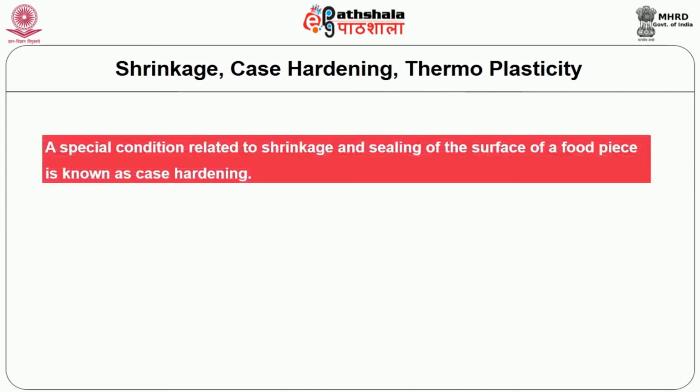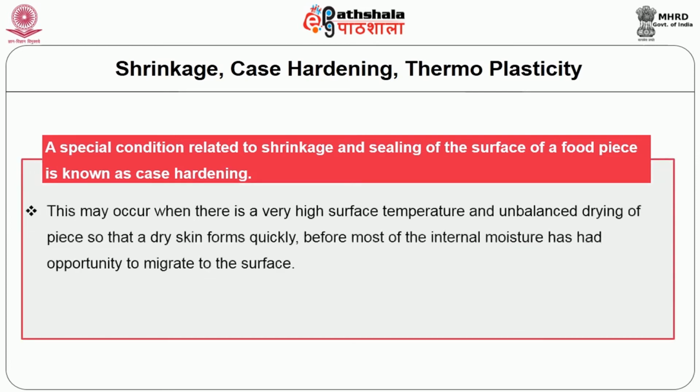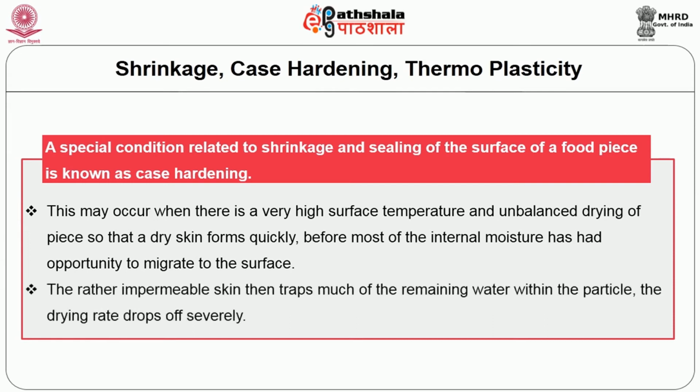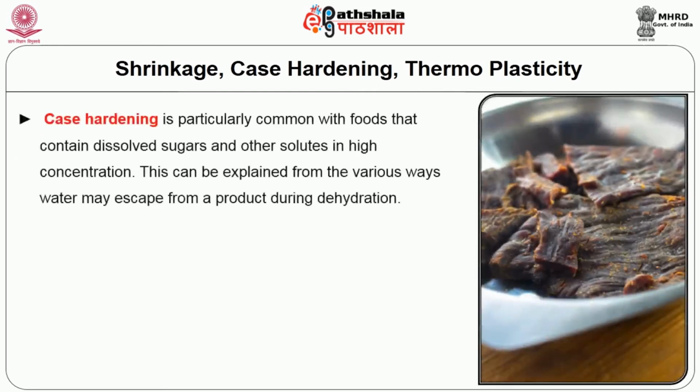A special condition related to shrinkage and sealing of the surface of the food piece is known as case hardening. This may occur when there is a very high surface temperature and unbalanced drying of the piece, so that a dry skin forms quickly before most of the internal moisture has had opportunity to migrate to the surface. The rather impermeable skin then traps much of the remaining water within the particle and the drying rate drops off severely. Case hardening is particularly common with foods that contain dissolved sugars and other solutes in high concentration.